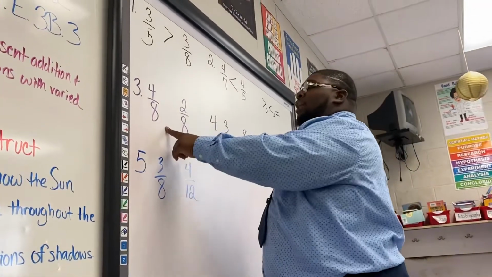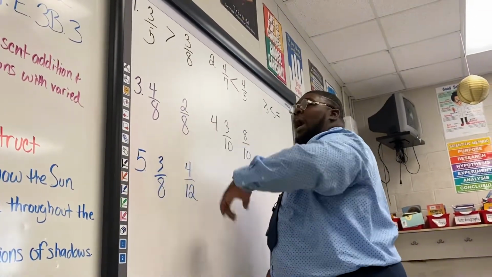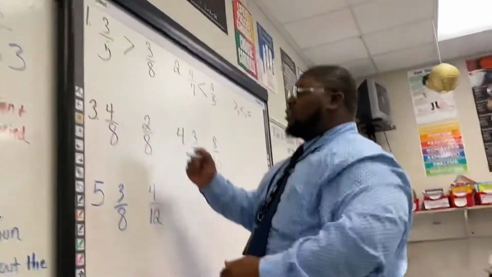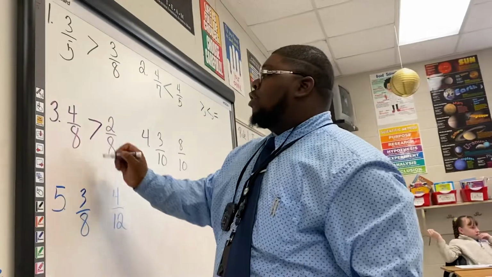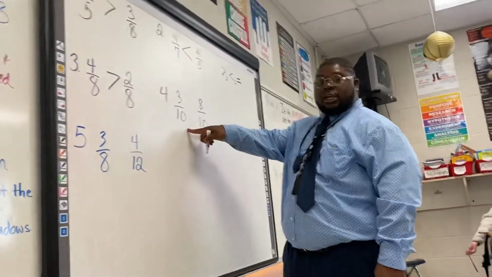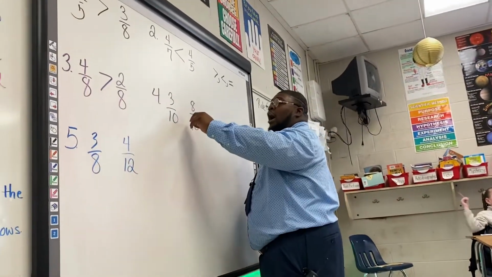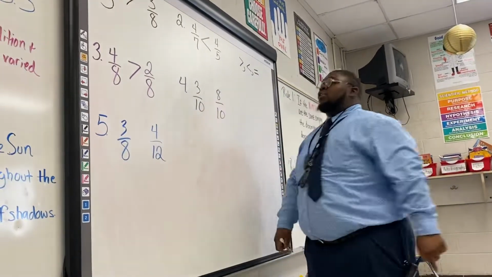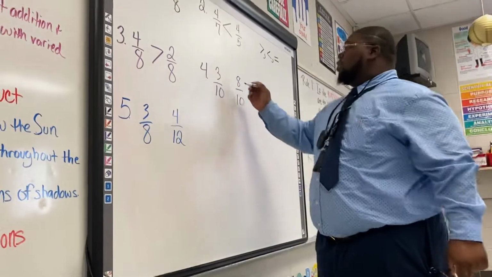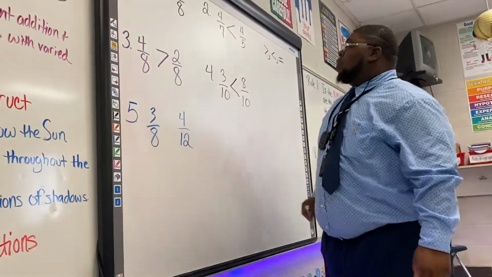So, 4/8 compared to 2/8. I know that 4 is greater than 2, which makes 4/8 greater than 2/8. If I look at number 4, I see that we both have denominators of 10, which means we need to compare our numerators. 3/10 is less than 8/10, which therefore means we will use our less than sign.